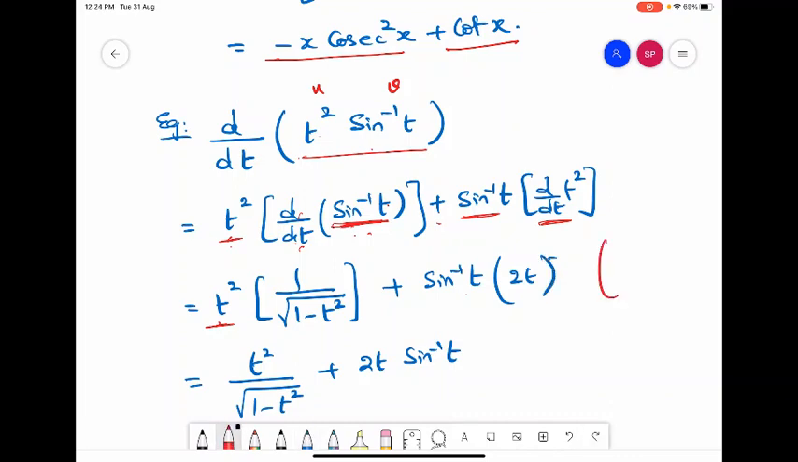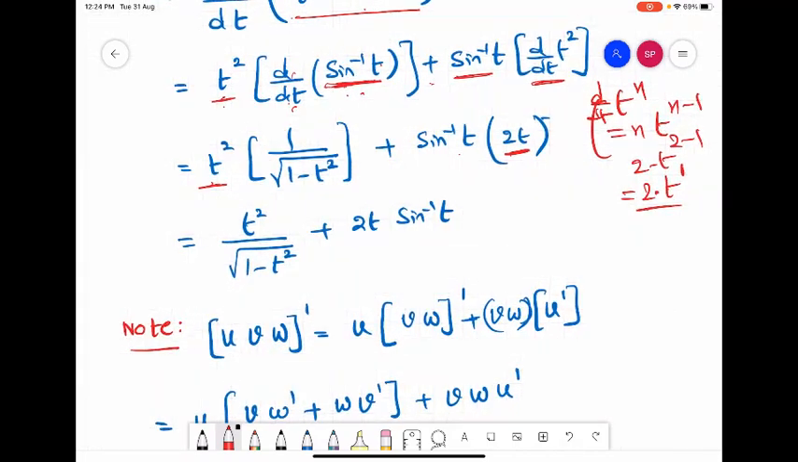Derivative of t square, how did you get this one? t power n derivative is n into t power n minus 1. So t square means 2 into t power 2 minus 1, so 2 into t power 1, which is 2t, I have written here. Right? So this will be equal to t square by under root of 1 minus t square plus 2t sine inverse t.